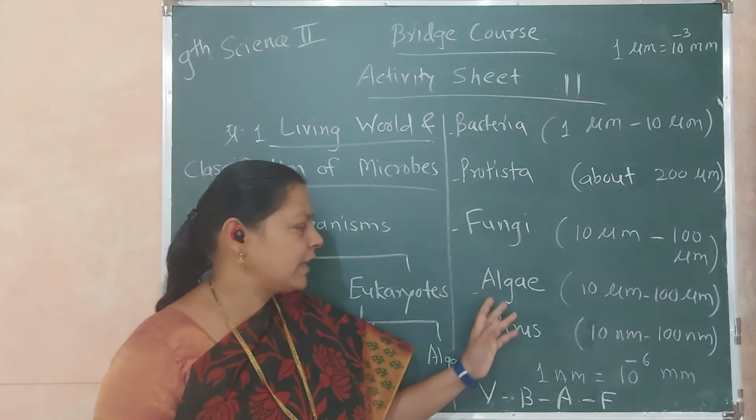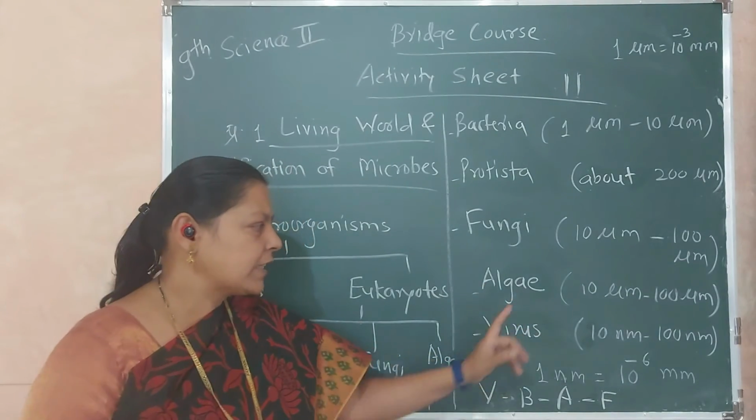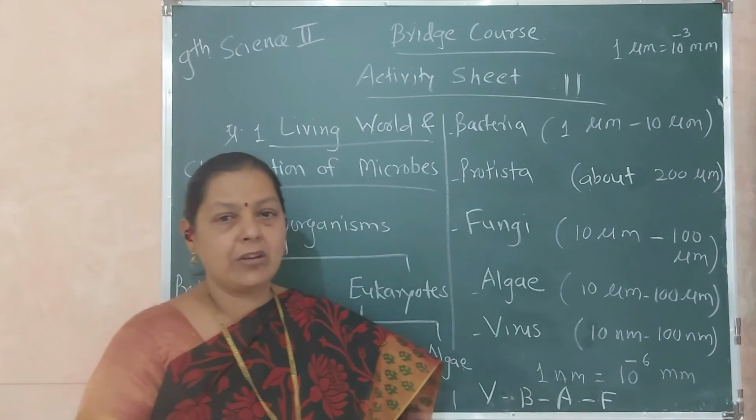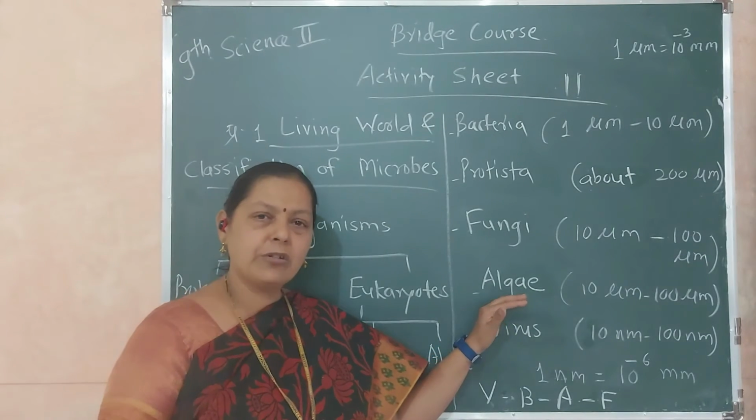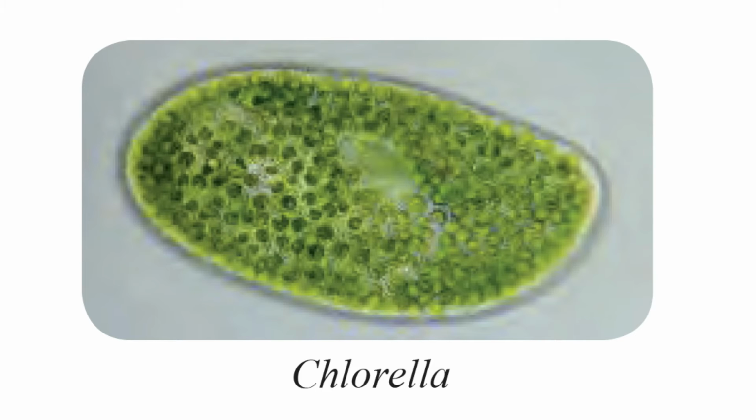Now the next microorganism is the algae. The size of the algae is 10 micrometer to 100 micrometer. Now we are going to discuss algae on the screen. Next is the diagram of algae. We know the algae are present in the aquatic medium. It is eukaryotic, means well-defined nucleus, unicellular, that is the whole body is nothing but a single cell. There is a presence of chlorophyll in the chloroplast, so these are photosynthetic in nature. So we call them autotrophic.